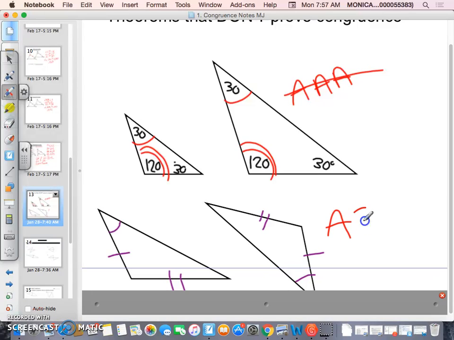And the other one I was talking about is angle, side, side. There is no angle, side, side. That doesn't exist either. You have to have either angle, side, angle, or angle, angle, side. All right, moving on.